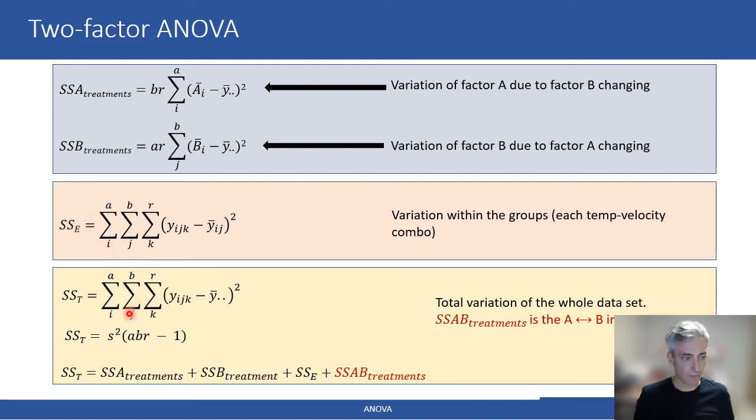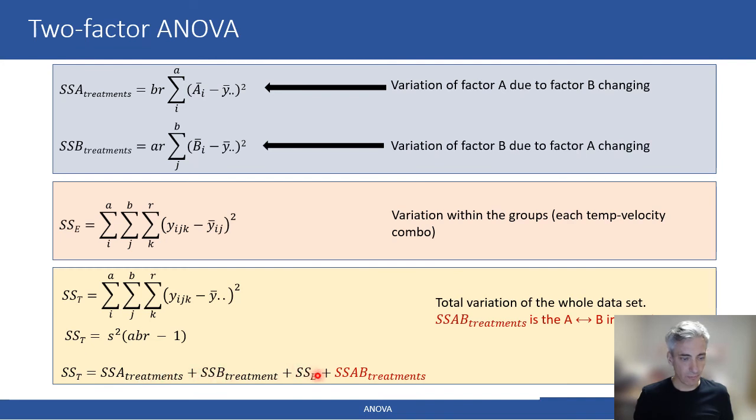square them, add them together, and that will give us the sum of square errors. The total sum of squares is calculated exactly the same as one-factor ANOVA. We look at every measurement, deduct the grand mean, square them, and then we'll get the total sum of squares when we add everything together. The total sum of squares is the total variation of the whole data set.